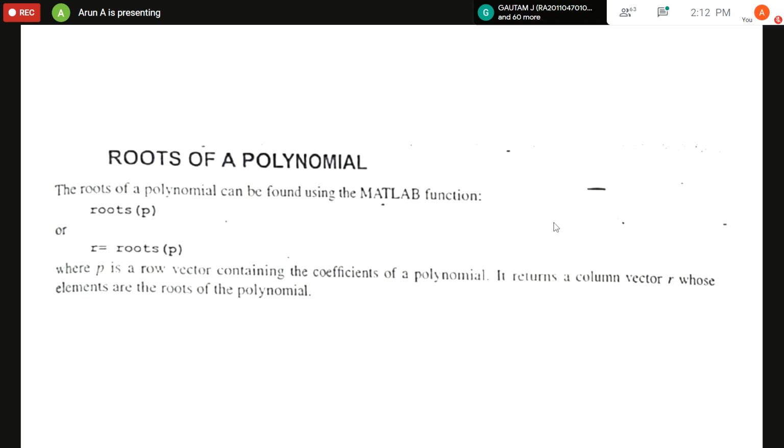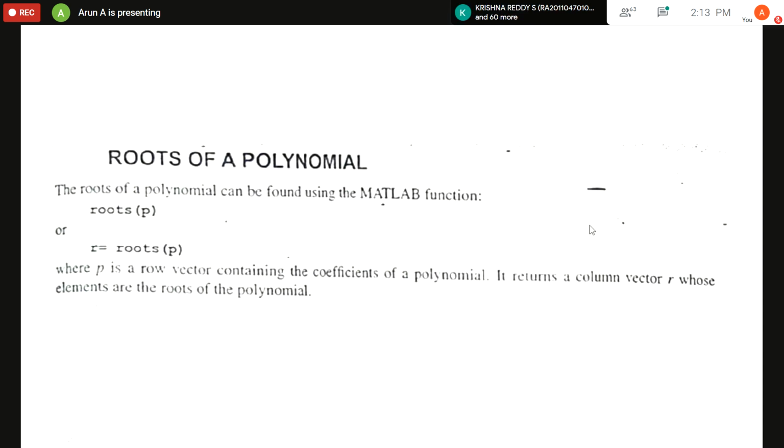Again, I'm telling you, you should know mathematics. If you have knowledge about mathematics, this feature of MATLAB is to figure out the roots, right? So you all know, but you need to do it from a command point of view: r is equal to roots of p. This command is used to find the roots, where p is a row vector which contains the coefficients of the polynomial.